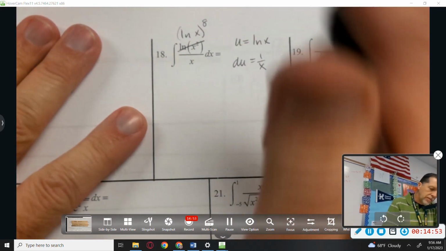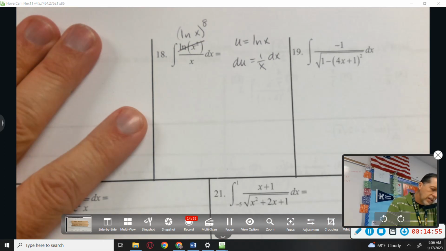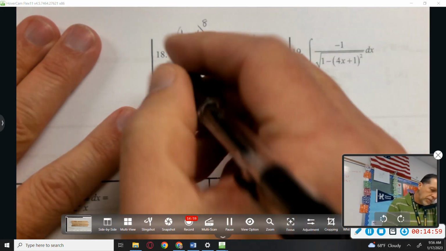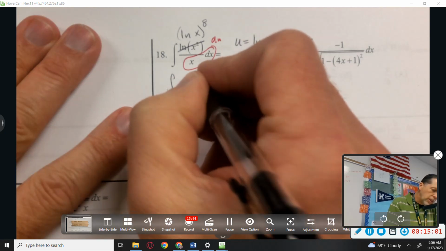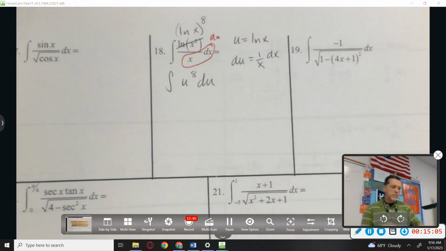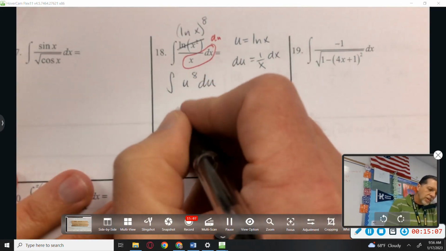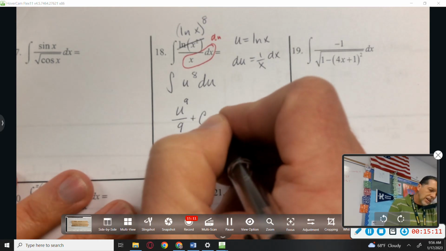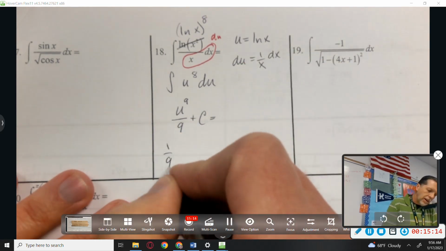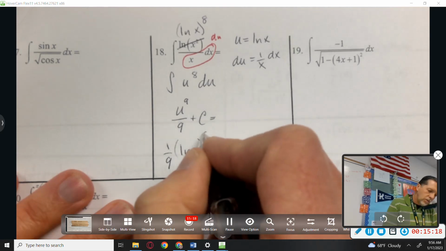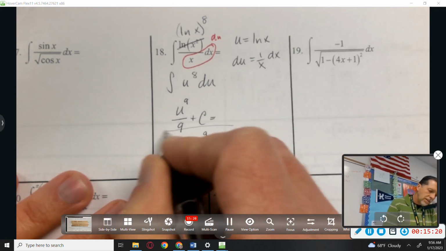And there's dx over x. So this is good news. That's du. So u to the 8th du, that turned into a really easy problem, hopefully. So the antiderivative of u to the 8th is u to the 9th over 9. I'm going to rewrite that as 1/9 natural log of x to the 9th plus c.